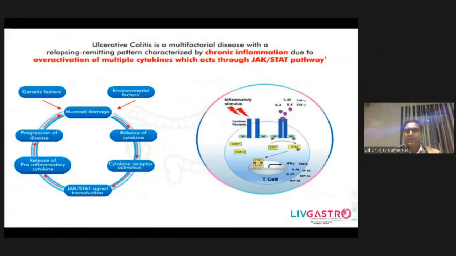So as already explained by Mahapatra sir, there are various genetic and environmental factors that cause damage to the mucosa, and that leads to release of cytokines, cytokine receptor activation, and finally leads to the JAK-STAT signal transduction. So JAK-STAT signaling is the final pathway where the cells are activated and they release various cytokines by protein synthesis.